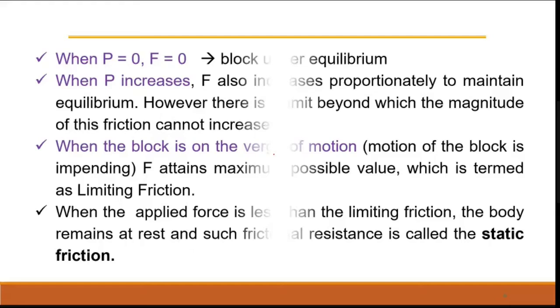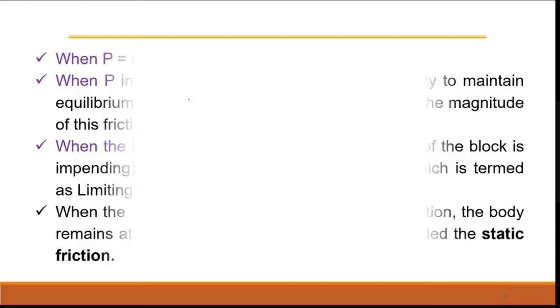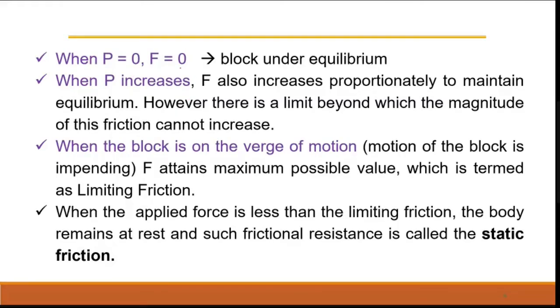Well, consider there are a few steps whenever we apply friction. Let me consider the same object here. What happens when P is 0 and F is also 0? F is your friction force. Then I can say that the system is in equilibrium. There is no movement of the system.